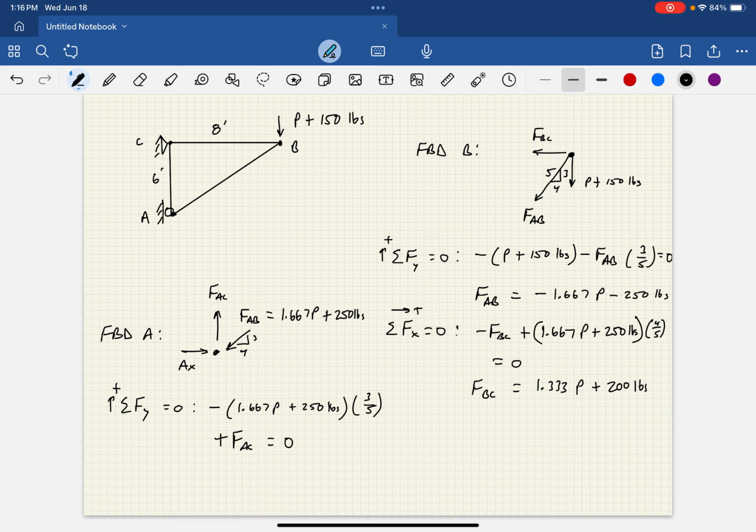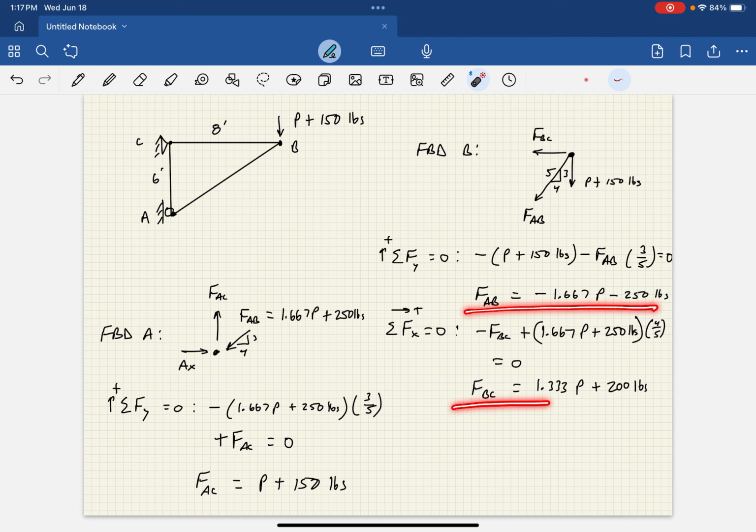We're going to do some rearranging, and we'll get FAC is simply a positive P plus 150 pounds, okay? Why is this negative here? Again, from method of joints, this is in compression pointing at joint A, which means it has a negative Y component. So that's why the negative shows back up again. And remember, this whole quantity is negative, okay? So now I've got my 3 member forces as a function of load P.